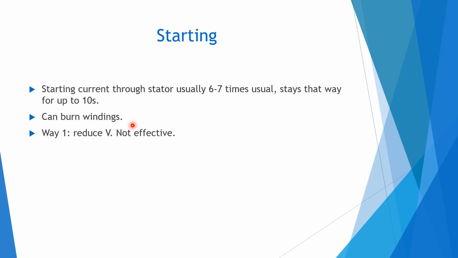So you are reducing the starting torque by a lot. And if the starting torque is too low, the motor won't run at all. It will simply block. It will simply lie there. It won't start moving. So that's not an effective strategy. What you can do is use star delta starting. So what is star delta starting?